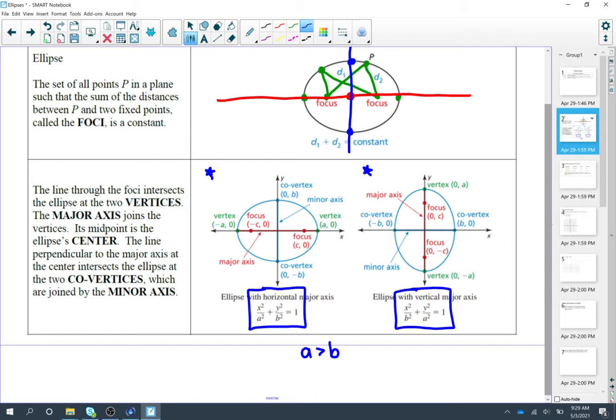The other thing to keep in mind is that if a is larger and it's sitting below the x, this tells you that your major axis is on the x-axis. If your a is larger and it's sitting below the y, that tells you that your y-axis is your major axis. The other biggie here is that this has to equal 1. Has to. If it doesn't equal 1, then this is not the standard form equation of an ellipse.